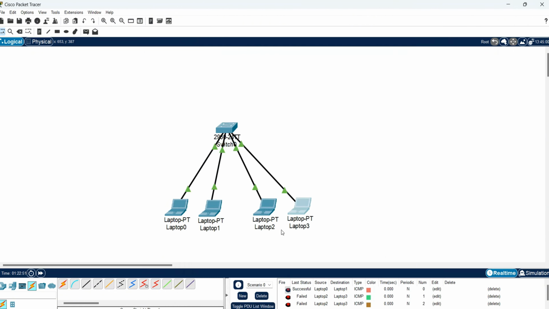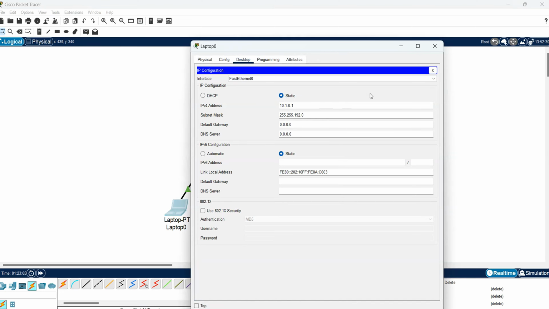Watch this. You guys didn't say anything. Okay, so I'm going to put the envelope right over here and right over here. Success. Envelope right over here and right over here. Success. So these two should be able to what? Ping each other. So what's happening over here?